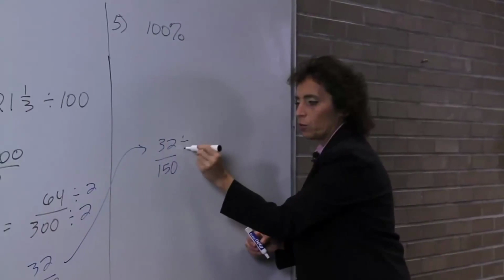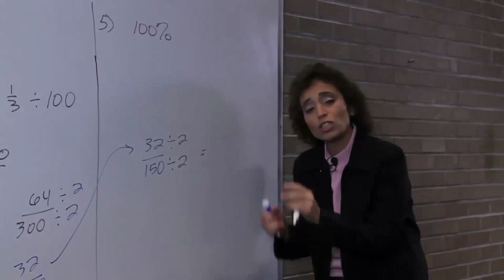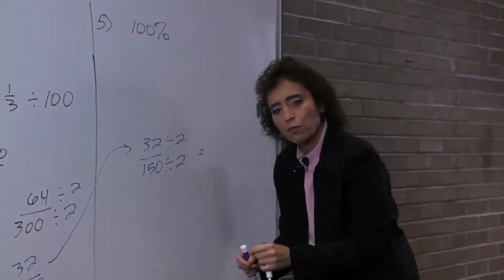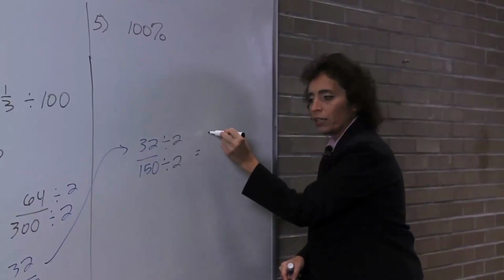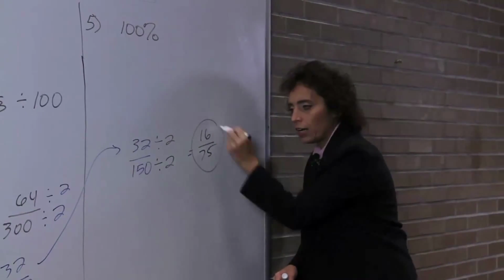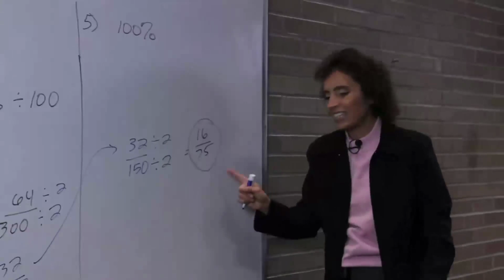Okay, so I'm going to divide by 2 again. Divide by 2 again. Remember, we're dividing by 2 over 2, which is really 1. Okay, don't forget we are only dividing or multiplying a fraction by 1. It's a form of 1. 2 divided by 2. 32 divided by 2 is 16. 150 divided by 2 is 75. So 21 1/3% is the same as 16 over 75.